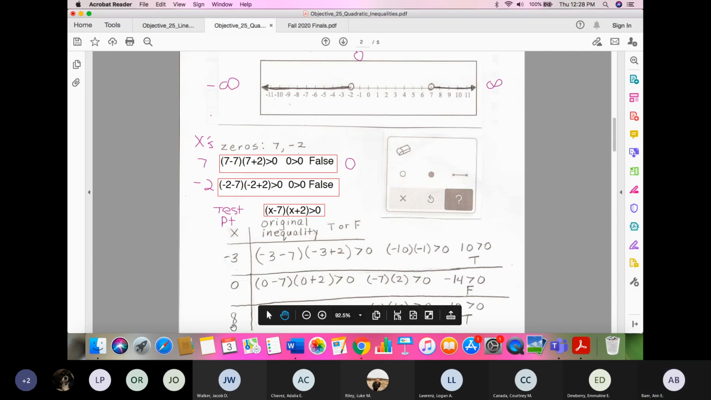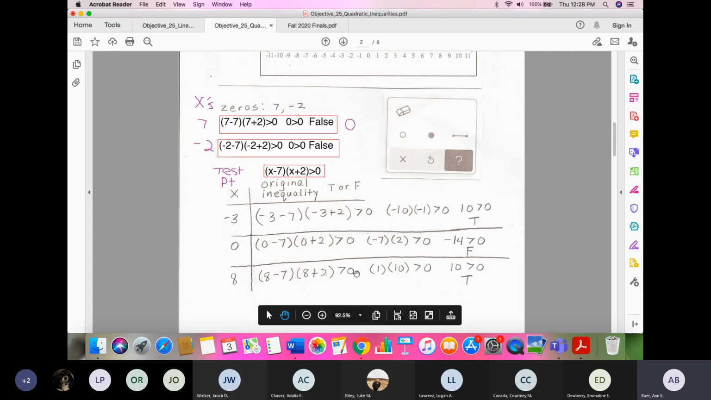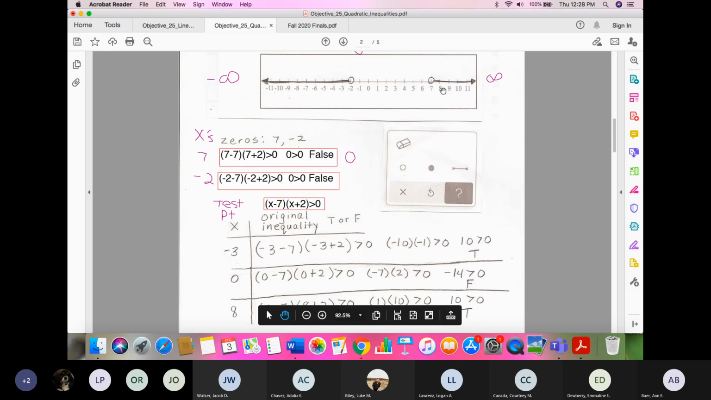Next one, test point of 8. We got a true. We want the interval in which the point 8 appears. 8 appears in this interval and we got a true. So we want this entire interval. So we go and we click in there and get this ray.